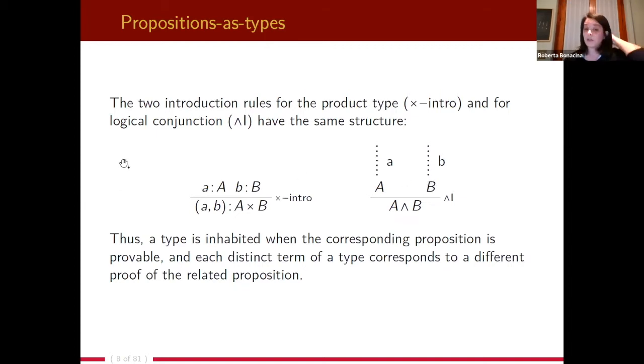So what we have is that a type is inhabited, so it has a term, when the corresponding proposition is provable. And it holds that every distinct term of a type corresponds to a different proof of the proposition. So the interesting thing is not only that the proposition is provable, but also we are interested in knowing which is the proof.